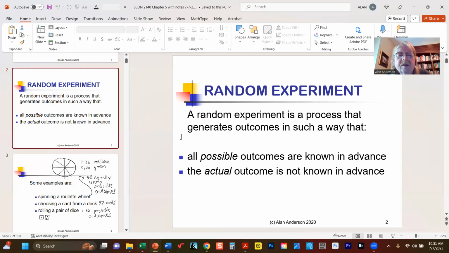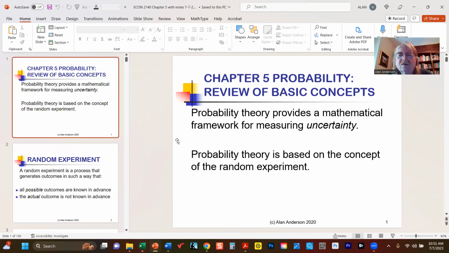Okay, so today we're going to pick it up where we left off yesterday with chapter 5. So remember, chapter 5 is our introduction to probability theory. And let's just quickly review some of the key definitions from yesterday.